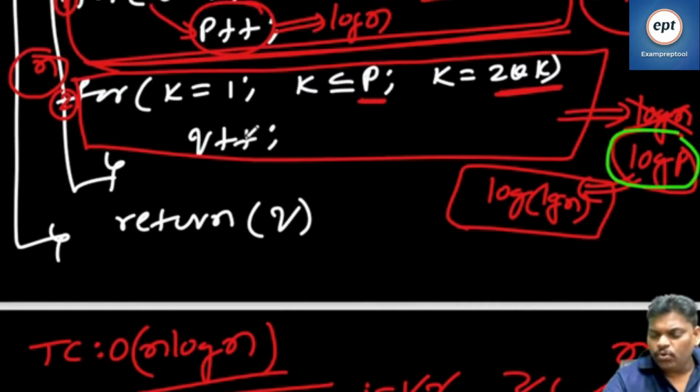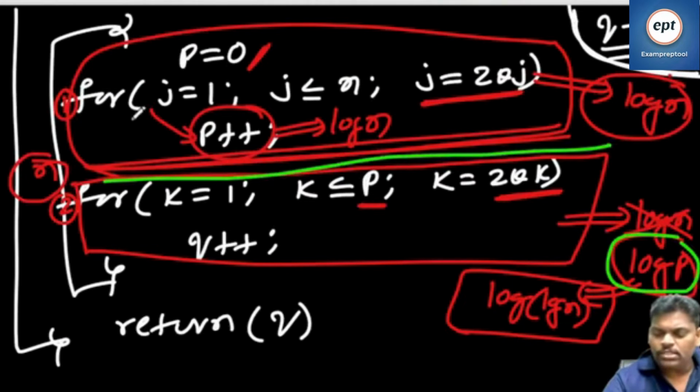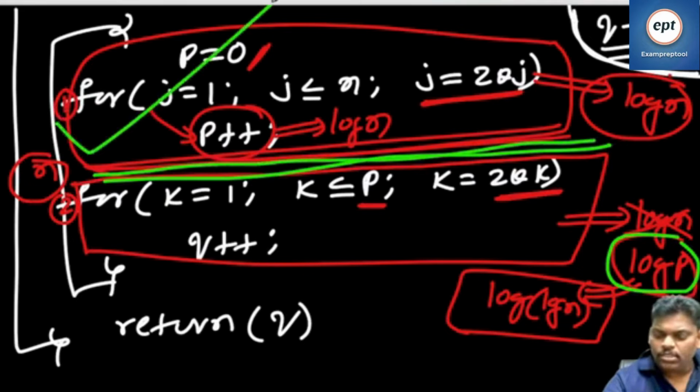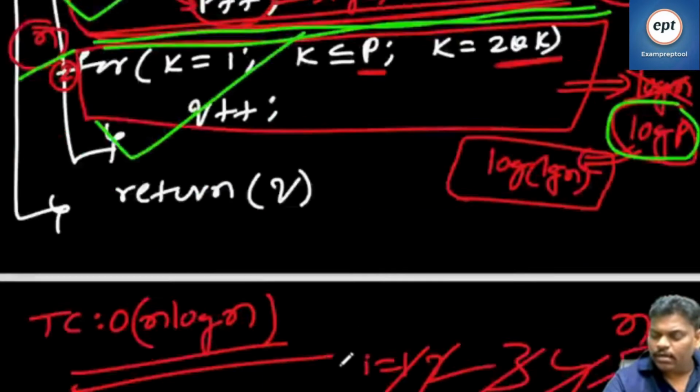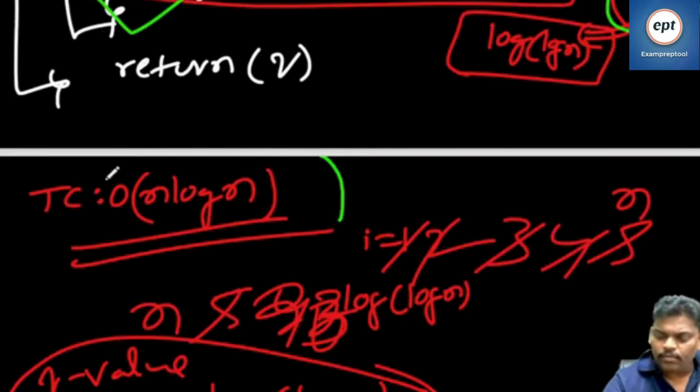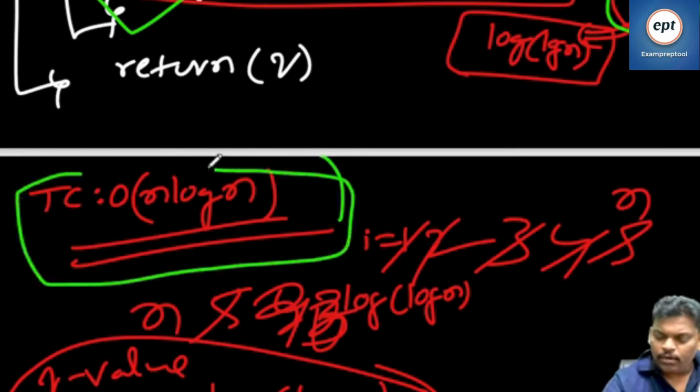Because these two are not inner loops, take the larger one. It is log n time. The bigger one is log n. So n into log n, n log n. Time complexity is n log n.